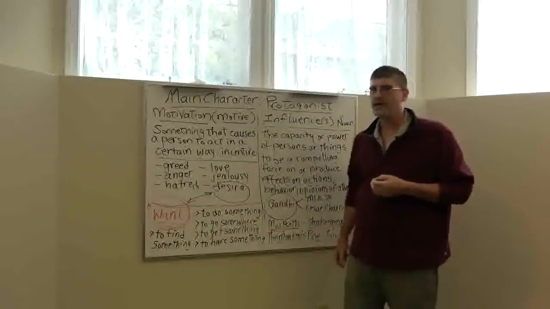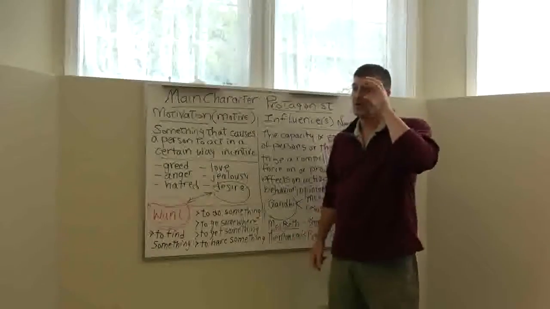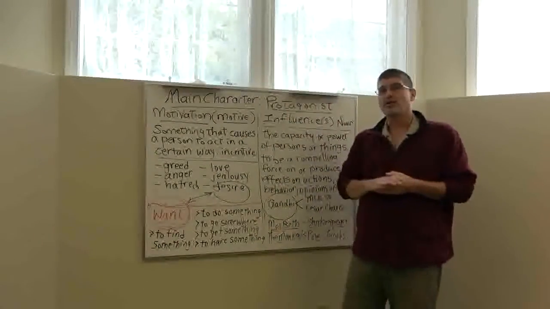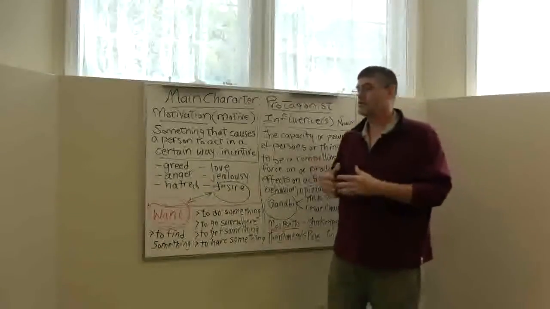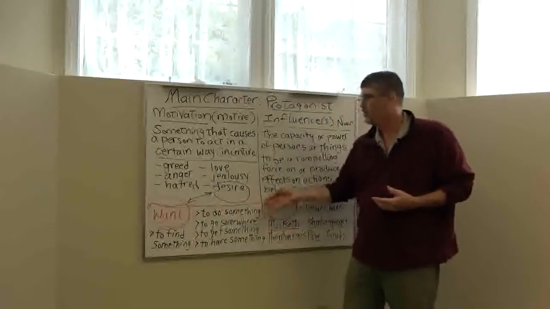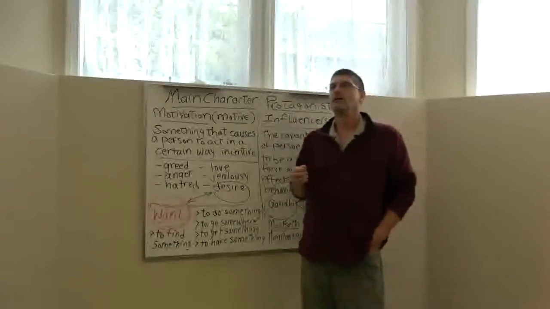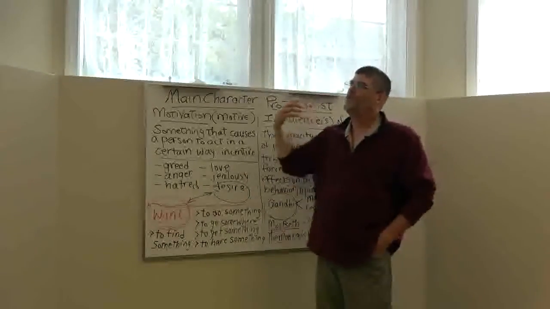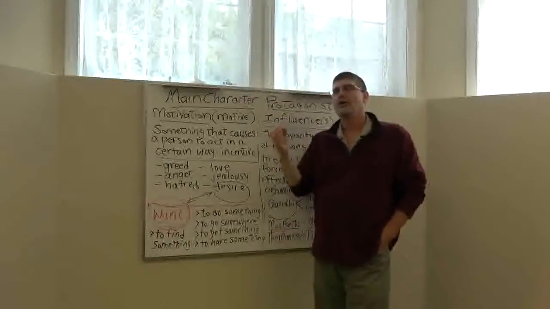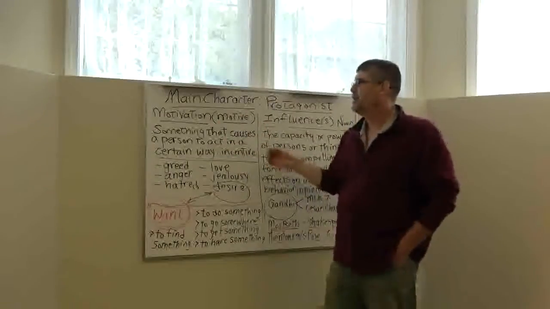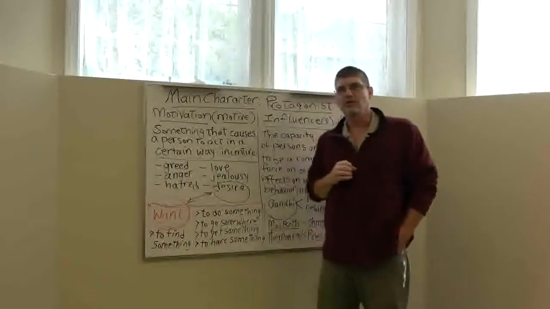Starting with the one we looked at in the last installment of this series, the Cask of Amontillado. What does Montresor, the protagonist, want? Well, he wants to do something. All right? What is it that he wants to do? He wants to kill Fortunato. So we look at that and then we think about, why does he want to kill Fortunato? What is his motivating factor? What is driving him to kill Fortunato?